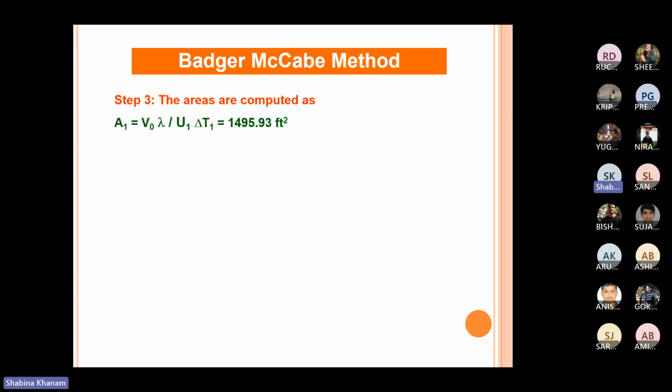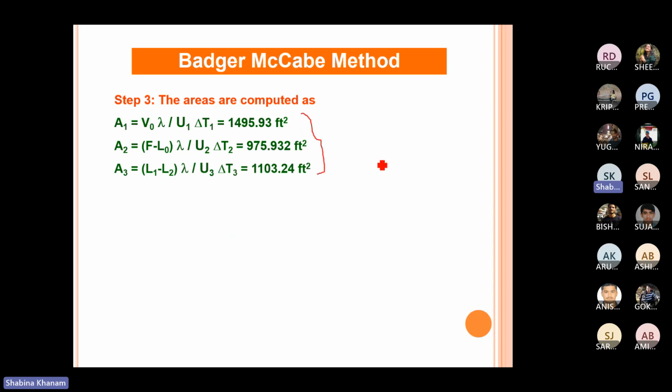we need to find out the areas, which we can compute as A1 = V naught lambda 1 by U1 delta T1. And you can find that, right, because you know all the rate equations. So the rate equations will give you A1, A2 and A3. If you see, all these three areas are different, but we have assumed equal areas. So we need to consider the average area, and then find out how much the areas deviate from it, and accordingly we will adjust the temperature differences.